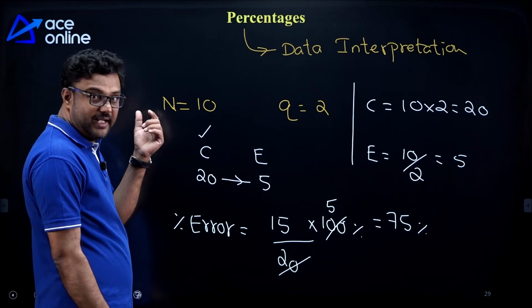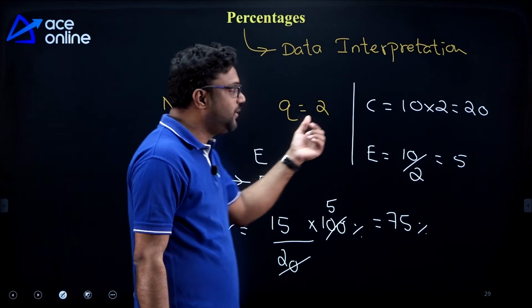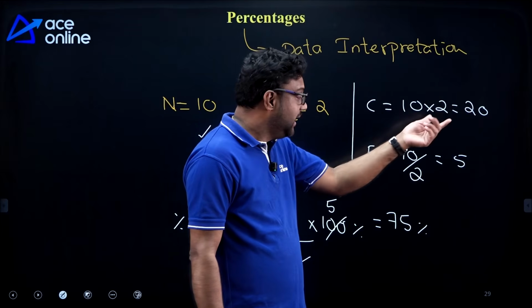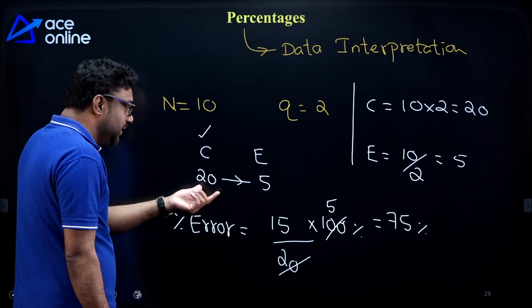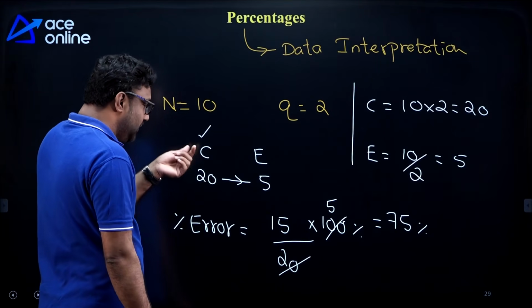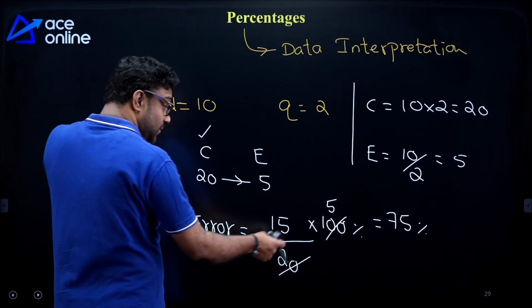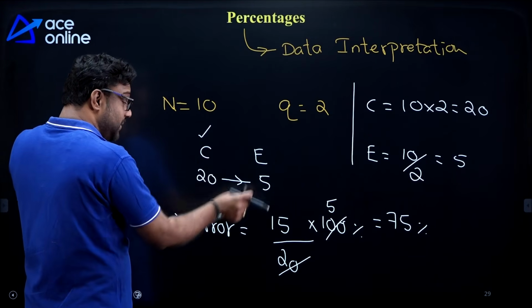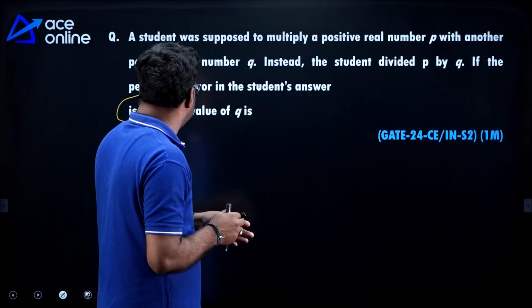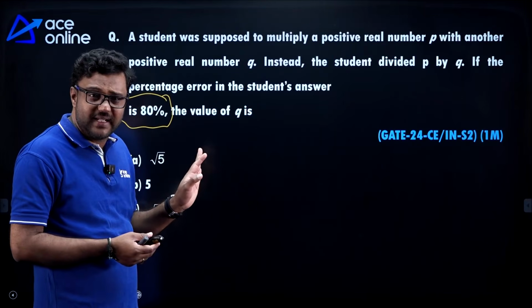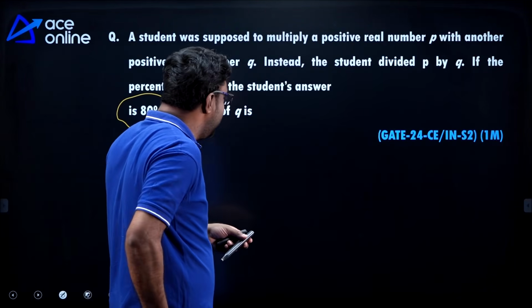So this is just an idea of how to calculate percentage error. Let us say you have a number 10 and you have to multiply by 2. It will become 20. Instead you divide it by 2. It becomes 5. Now 20 changes to 5, so the change is 15 from 20. That's what error means: the correct becomes wrong. That's 75%. In here the error is 80%, already given.